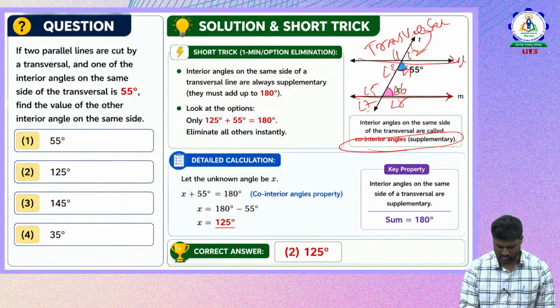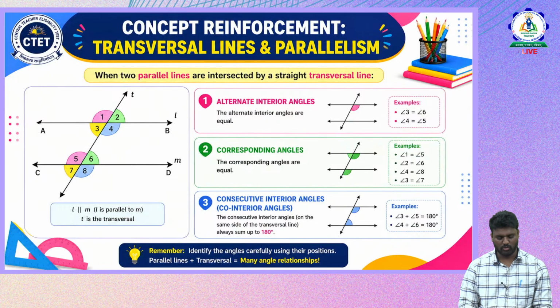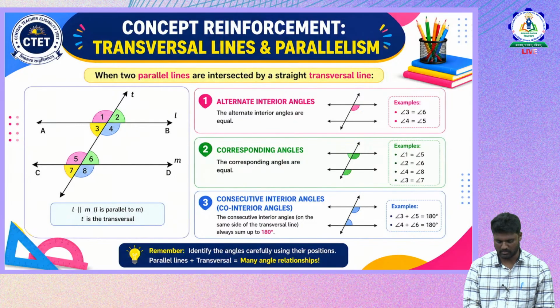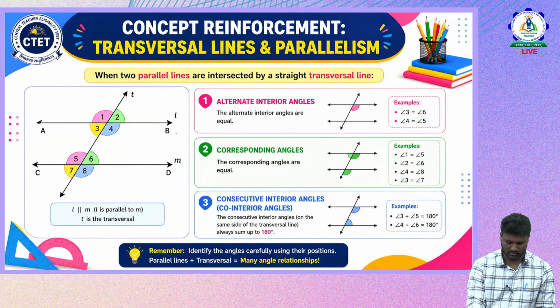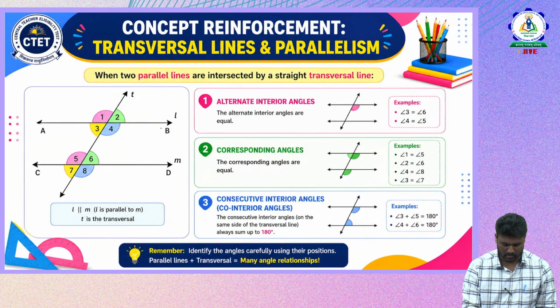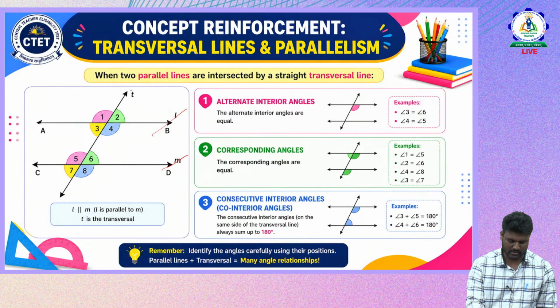Now let us try to solve this one. Before that, let us see what the concept is here. When two parallel lines are intersected by a straight line, that is a transversal line, then we say that both are parallel lines. For example, line L and line M are both parallel lines, and T is the transversal line.